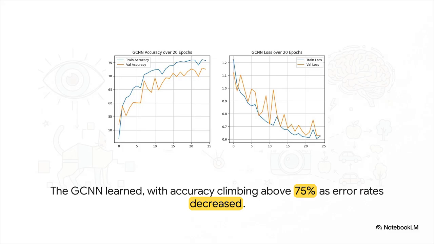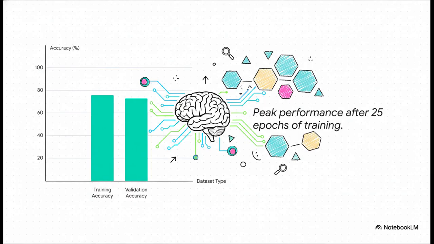And on the right, you've got the loss, which is just a measure of its mistakes, and it's consistently going down. Less error means a smarter model. This is, without a doubt, a picture of successful learning. And if we boil it down to the final numbers, here's where we landed. The model peaked at about 76% accuracy on the training data, and more importantly, around 73% on brand new data it had never seen before. That is a solid result that tells us this whole approach is definitely on the right track.